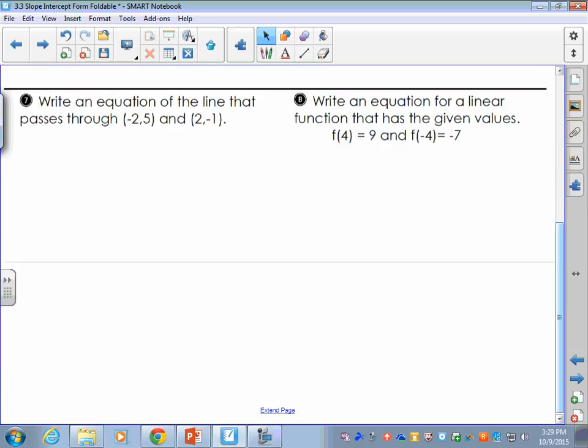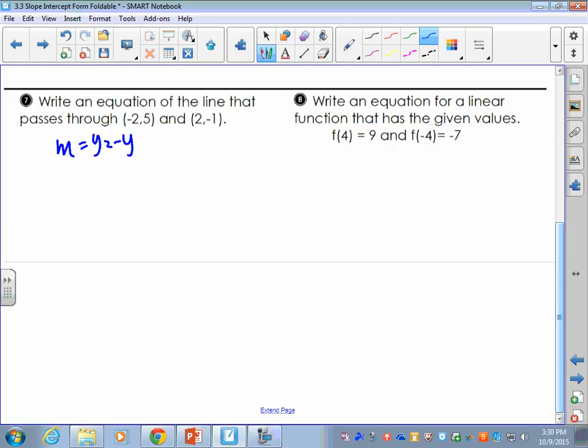On problem 7, the first thing we're going to do is find the m using y2 minus y1 over x2 minus x1. We're going to plug in our change in y over our change in x. So what values represent our change in y on the top? Yeah, negative 1 minus 5. Then we have 2 minus negative 2. Negative 1 minus 5 is negative 6. 2 minus a negative 2 is 4. And then negative 6 over 4 can be reduced, so my m is negative 3 over 2. That's the first thing we need.